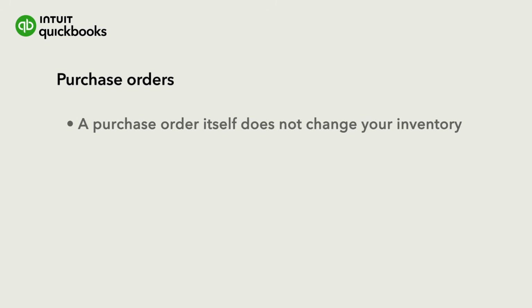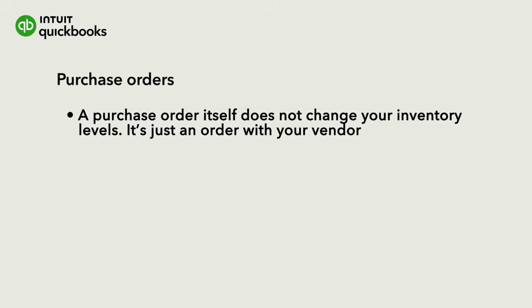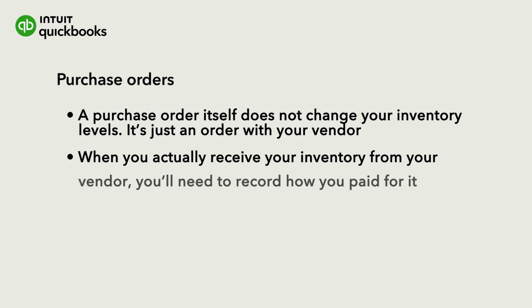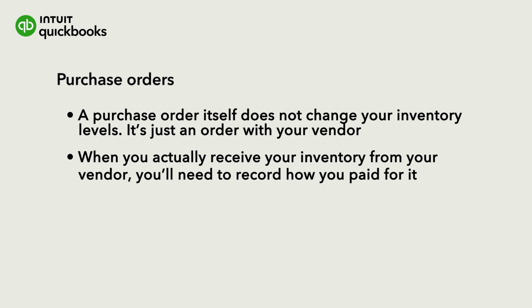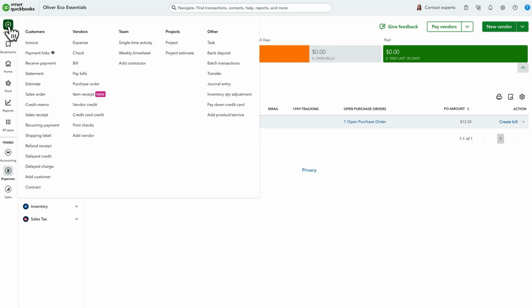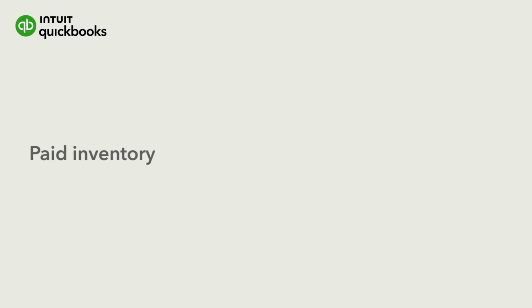A purchase order itself does not change your inventory levels. It's just an order with your vendor. When you actually receive your inventory from your vendor, you'll need to record how you paid for it. You can enter it as bill or check, depending on how you are paying for the inventory. This is what actually adjusts your inventory quantity and handles all the accounting.